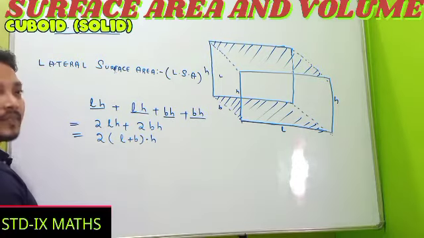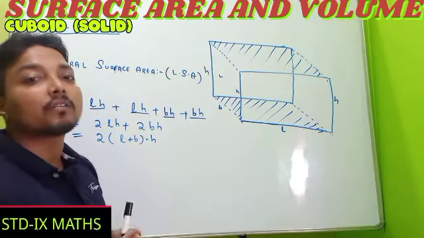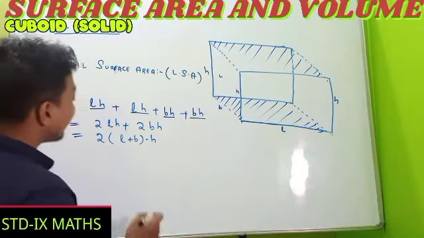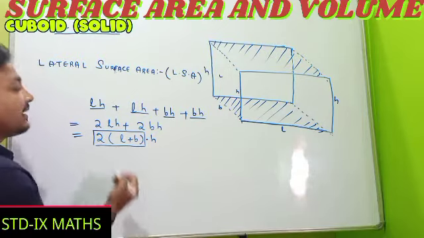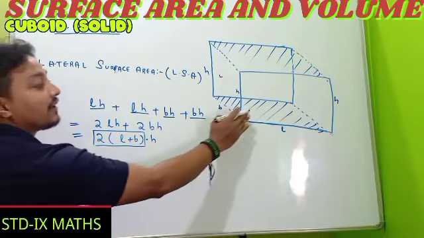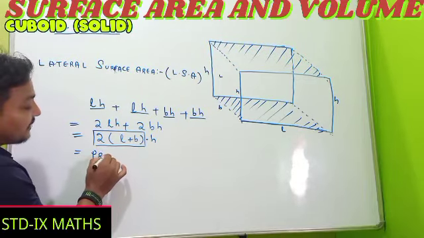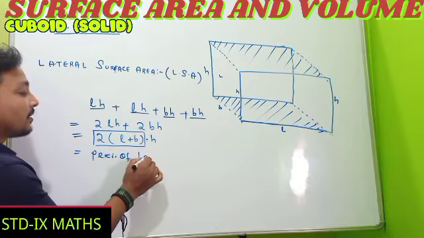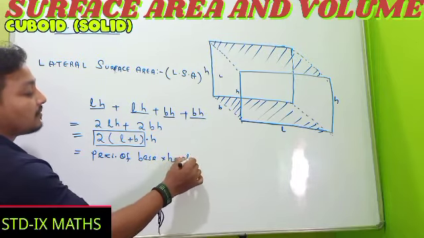And another thing you have to remember: as it is a cuboid, in another word it can be called a rectangular box. Remember this much: 2 whole into length plus breadth is the perimeter of the rectangle, otherwise the perimeter of the base. Now here it is the perimeter of the base into height. Also you can write it shortcutly as perimeter of the base into height.